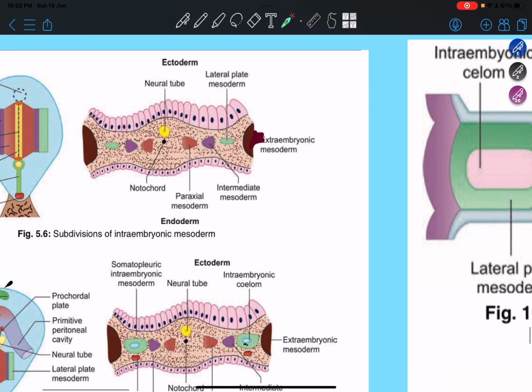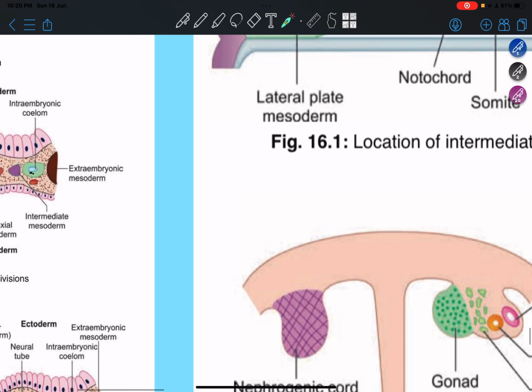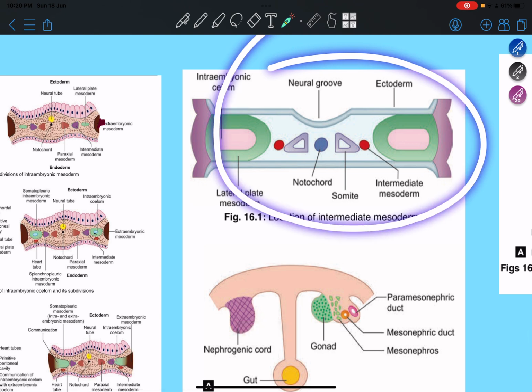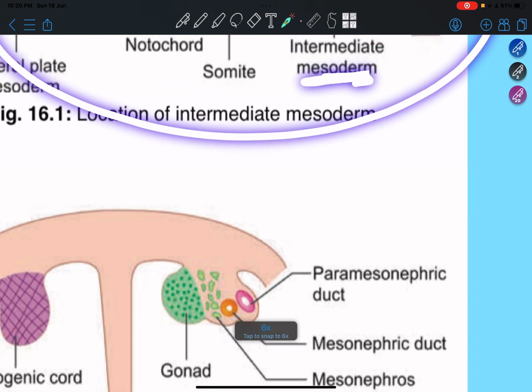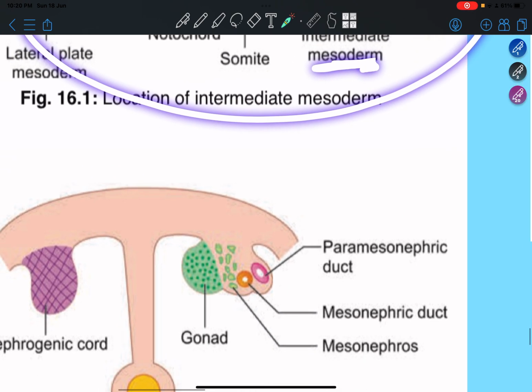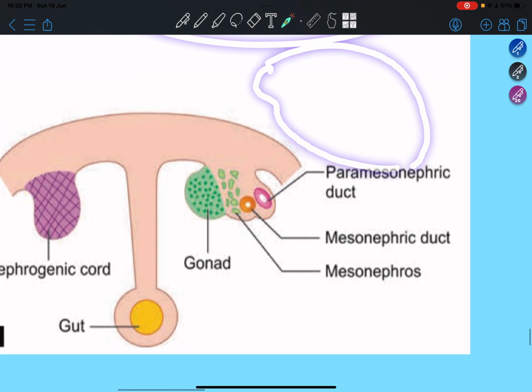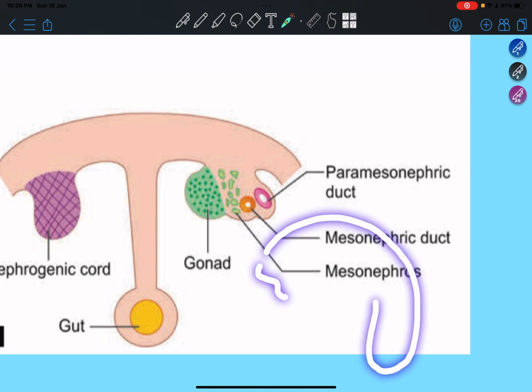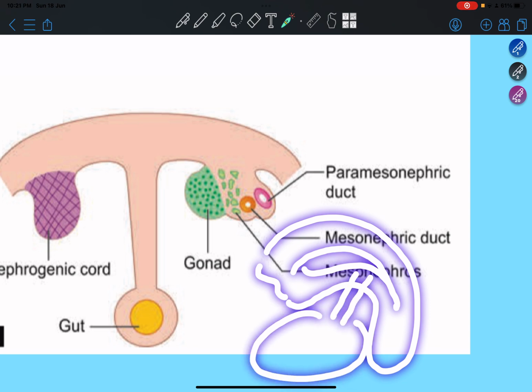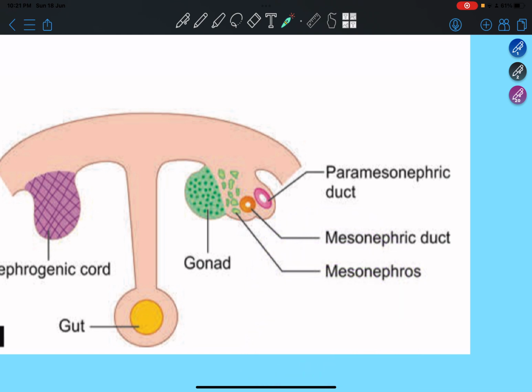So that's the preview before folding. This is before folding, right? This is the intermediate mesoderm here. So after folding, what happens? If you've seen the midgut video, if this is your embryo, for example, this is your gut tube, and you'll have a vitelline intestinal duct and the yolk sac and everything. So what happens is the intermediate mesoderm forms our urogenital ridge.